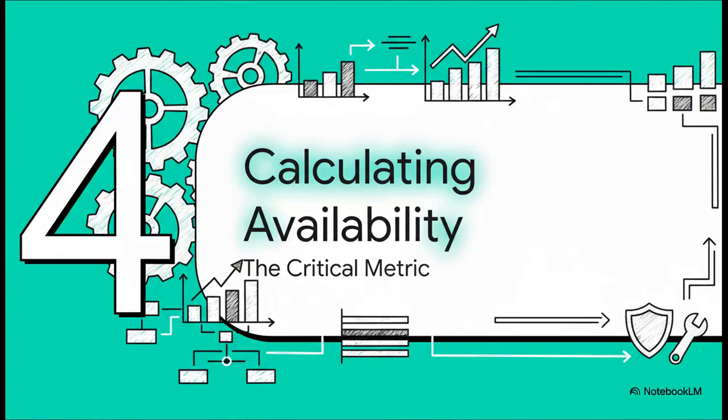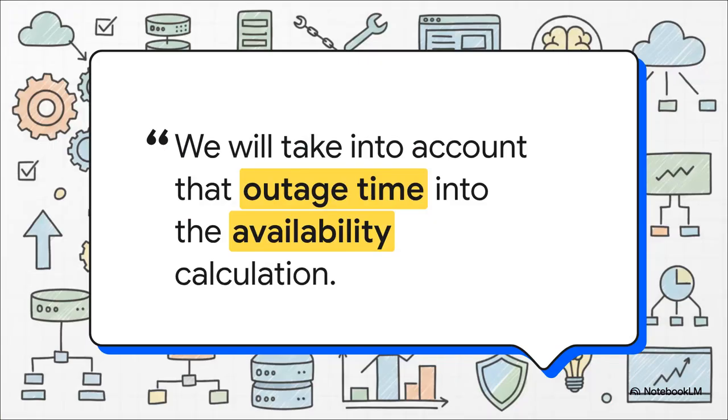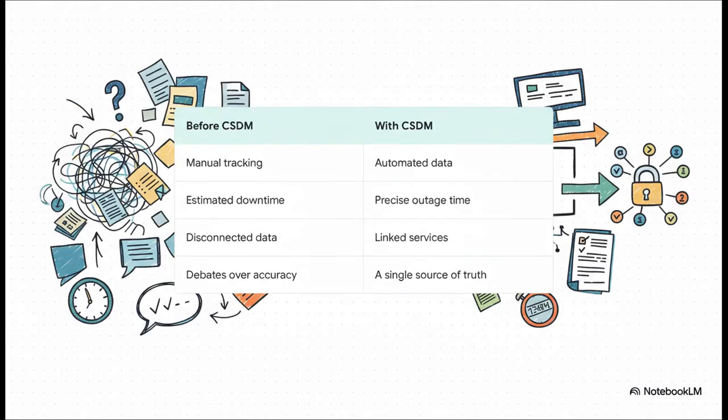Now, this faster response time directly impacts the one metric your team is probably judged on more than any other: availability. So let's see how CSDM makes that reporting something you can actually trust. Here's the crucial point. When an outage is linked to a specific service offering, the system just does the math. It automatically subtracts that downtime from the availability calculation for that service. You get a precise, data-driven number. It's not a debate anymore, it's just math. I mean, this changes everything, right?